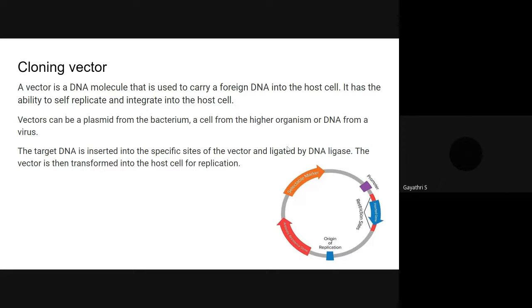So here we go with cloning vectors. A cloning vector is a small piece of DNA that can be stably maintained in an organism. Cloning vectors can be taken from a virus, or from a plasmid of bacteria. The target DNA is directly inserted into specific sites of the vector, and then they are ligated using DNA ligase. The vector is then transformed into the host cell for replication. It is like introducing the foreign DNA into the host cell, where it can be cloned and reproduced in large quantities.